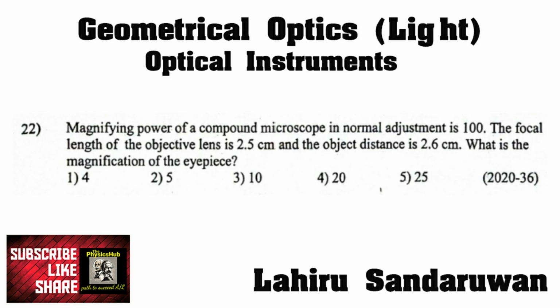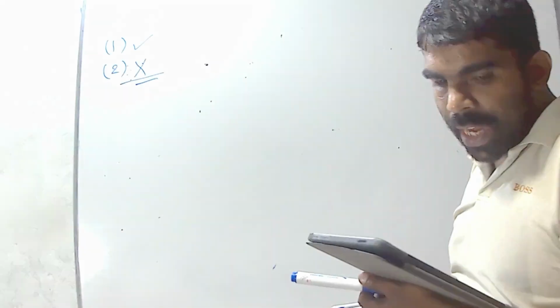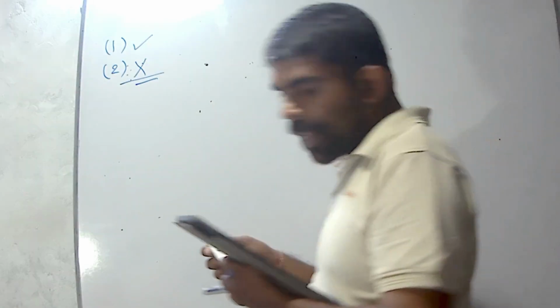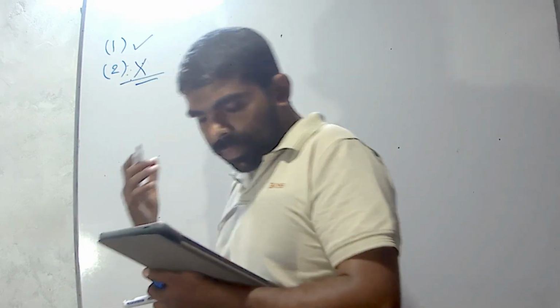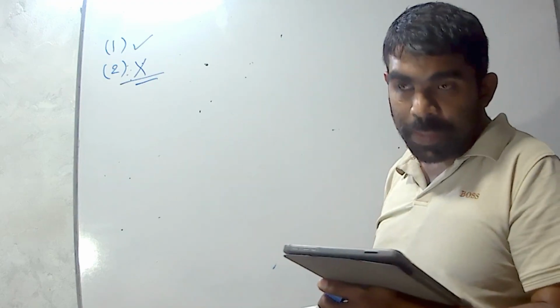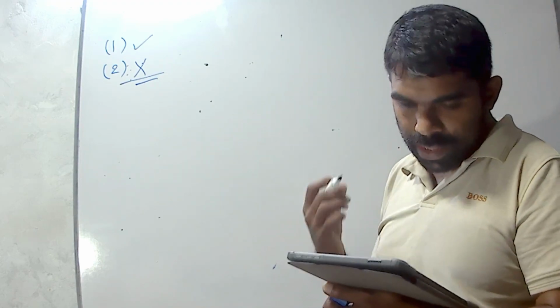Number 12. Magnifying power of a compound microscope in normal adjustment is 100. The focal length of the objective lens is 2.5 centimeters and the object distance is 2.6 centimeters. What is the magnification of the eyepiece? I will get the magnification of the objective lens by using the object distance, because they have given the object distance.